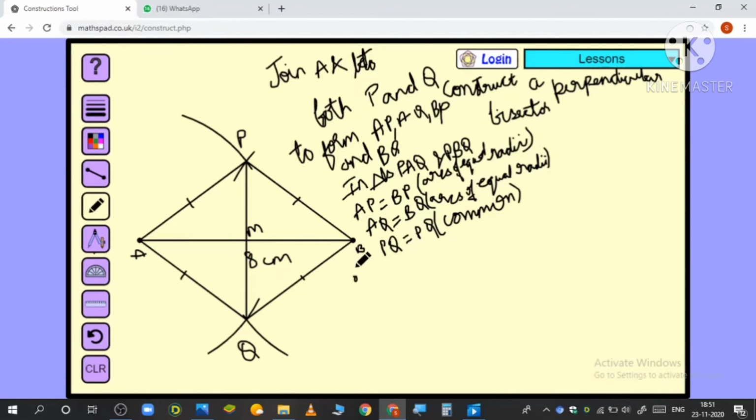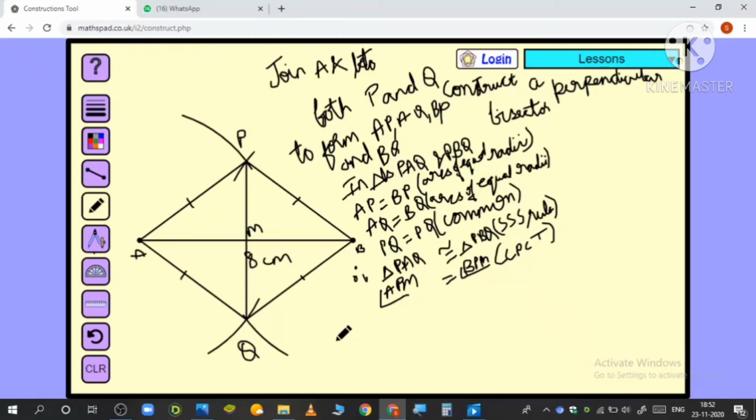So therefore, we can say triangle PAQ is congruent to triangle PBQ. The rule applied here is the SSS rule. Therefore, angle APM is equal to angle BPM. Reason is corresponding parts of congruent triangles, by CPCT.